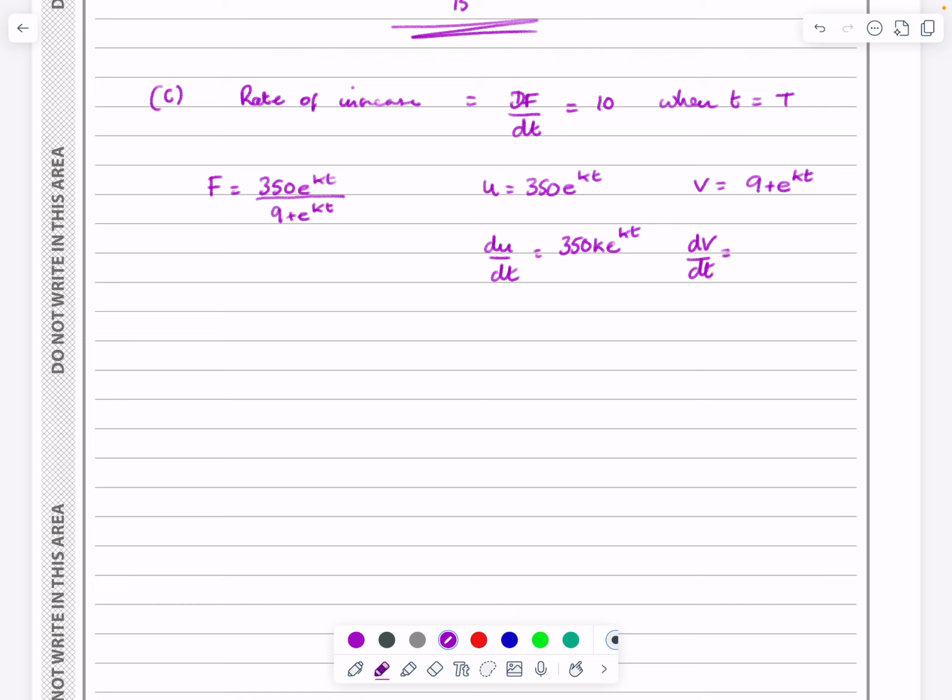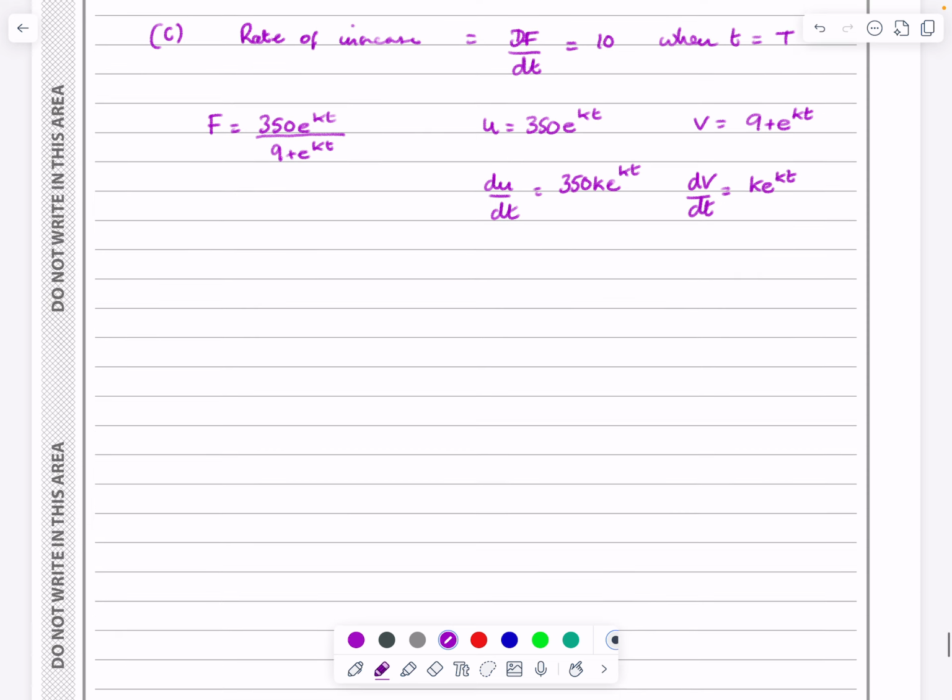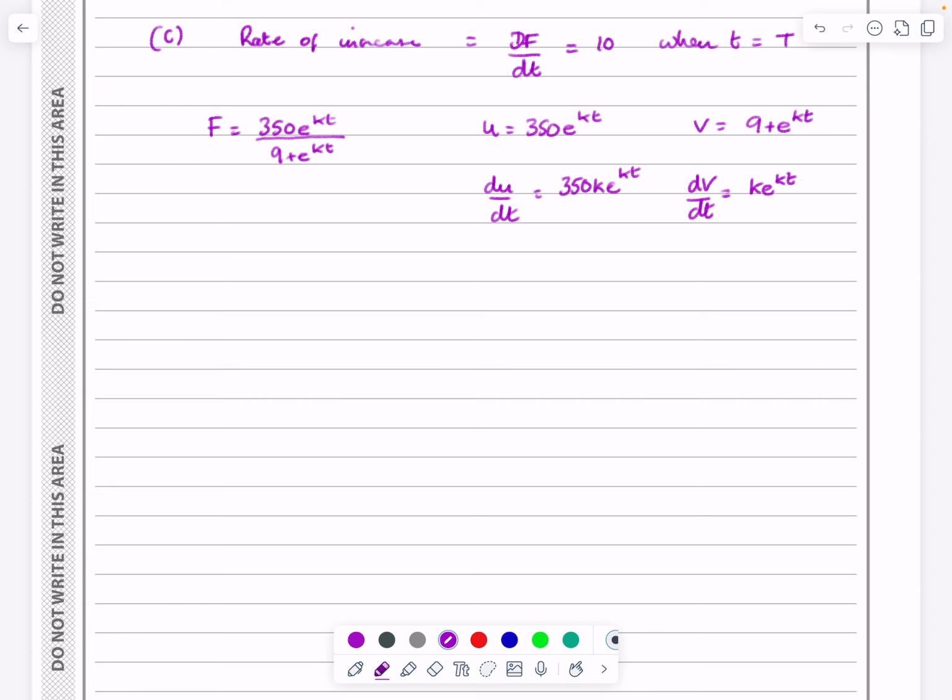And then differentiating 9 plus e to the kt. Well, differentiating 9 doesn't matter. Differentiating e to the kt is e to the kt times the differential of kt. So it's k e to the kt there. They really shouldn't cause you any problems at this stage of your revision process, I would hope.